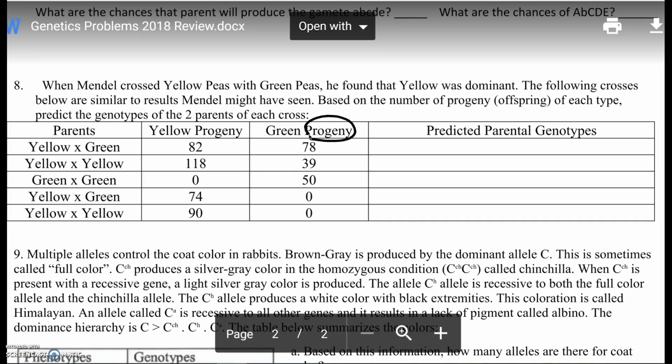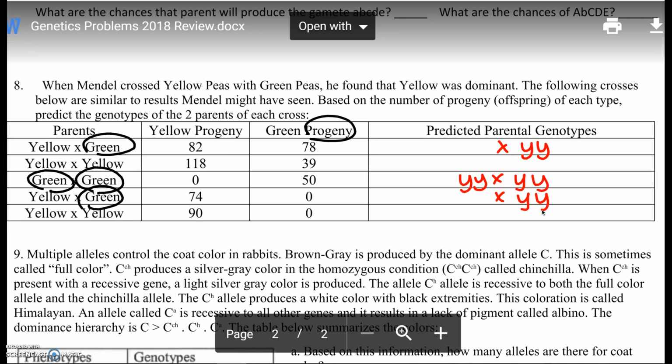Progeny is a word. First thing you want to do, you want to look at what trait is recessive. Recessive is going to help you a lot on almost every genetics cross. So in this case, they tell you that yellow is dominant to green. So you already know every single one of these parents that's green has to be little y, little y. So that's the first thing I would do, is I would fill in, so this has to be little y, this has to be little y times little y, and this has to be little y, little y.